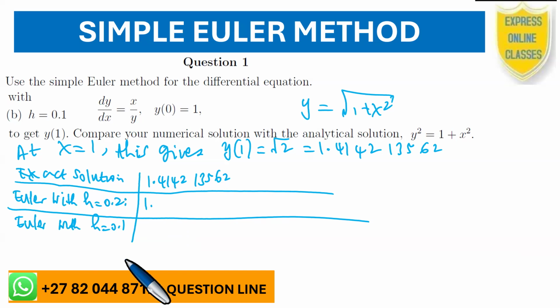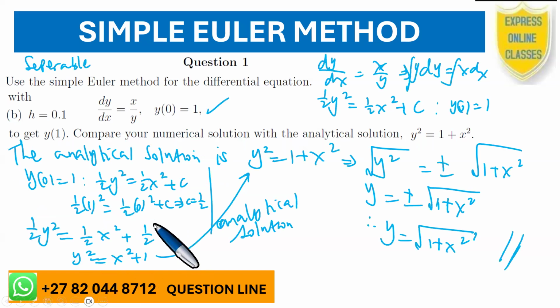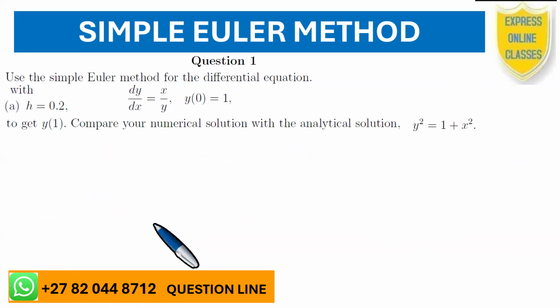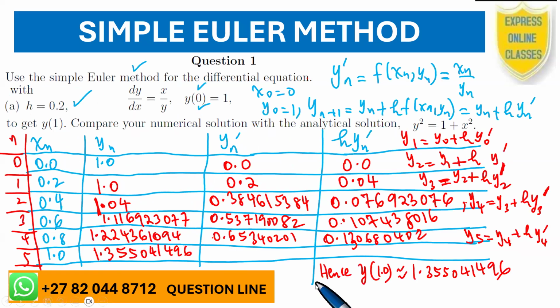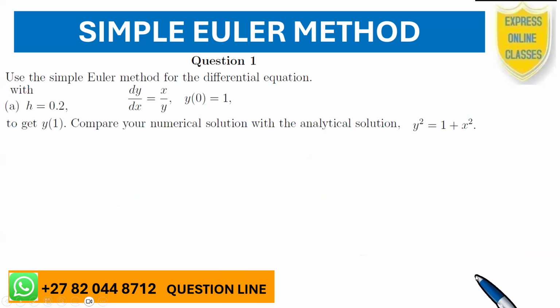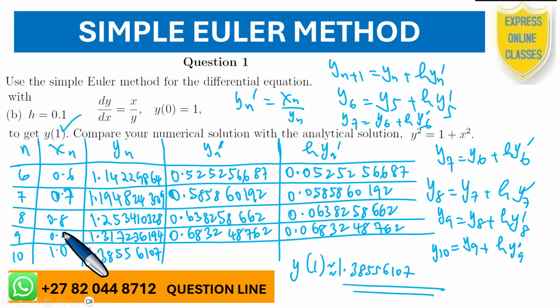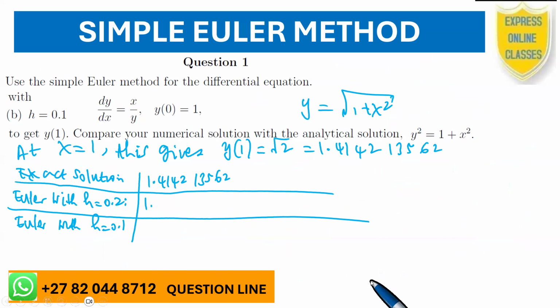You remember we got the answer at 0.2. When we were using 0.2, 0.4, 0.6, 0.8, we got 1.355. And then for the other one, whenever we are using the step size h equals 0.1, we got 1.38556107.